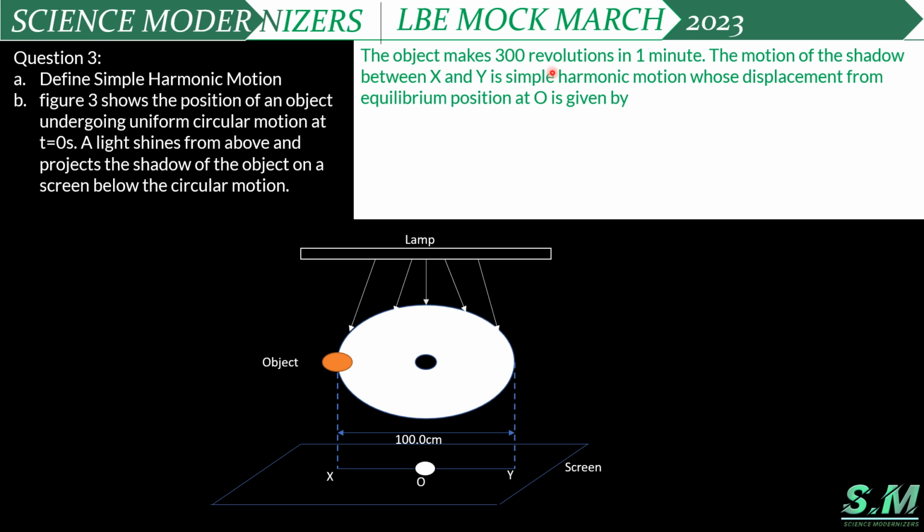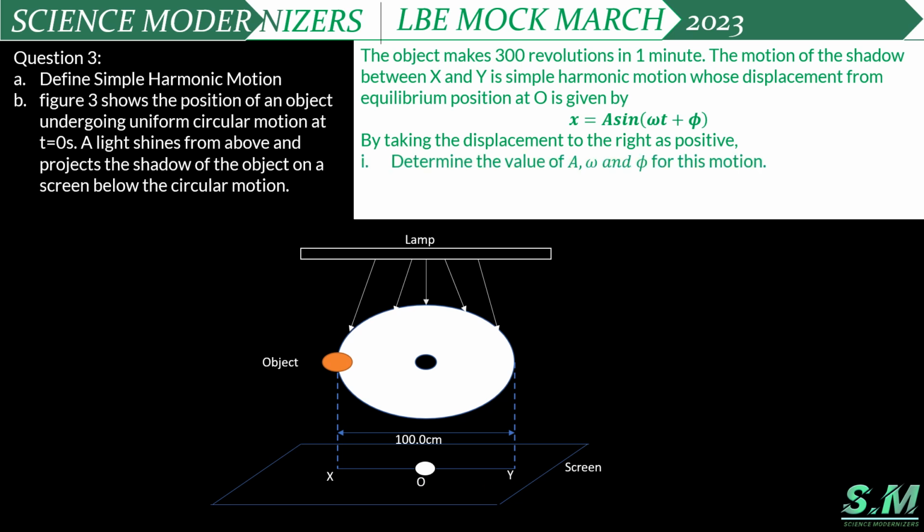The object makes 300 revolutions in 1 minute. The motion of the object between X and Y is simple harmonic motion whose displacement from equilibrium position O is given by x equals A sine(omega t plus phi). They said, taking the displacement to the right to be positive, that is from O going rightwards, it's positive. Part 1 says determine the value of A, omega, and phi. So we have to determine the amplitude, omega, the angular frequency, and phi, which is the phase difference. The next is: what will be the value of the velocity with which the shadow passes through O?